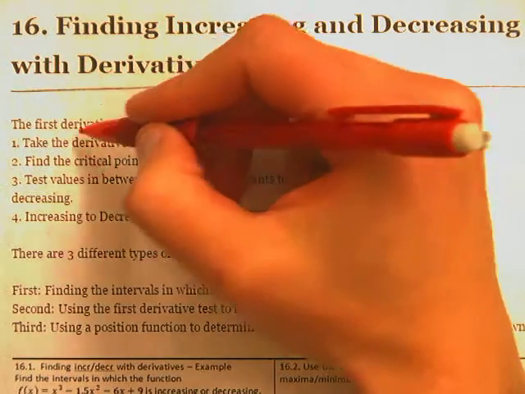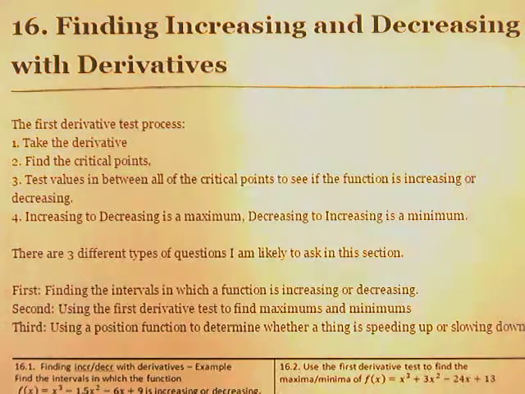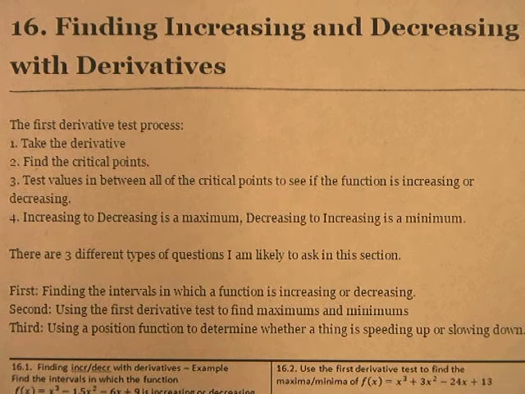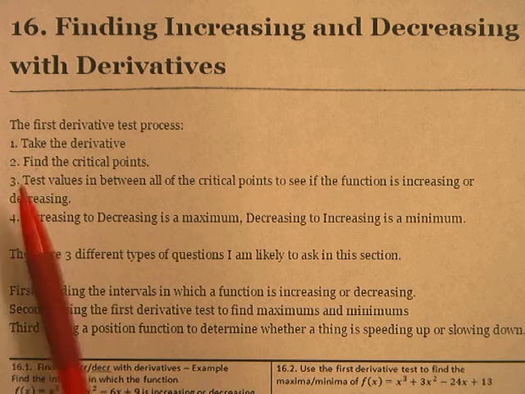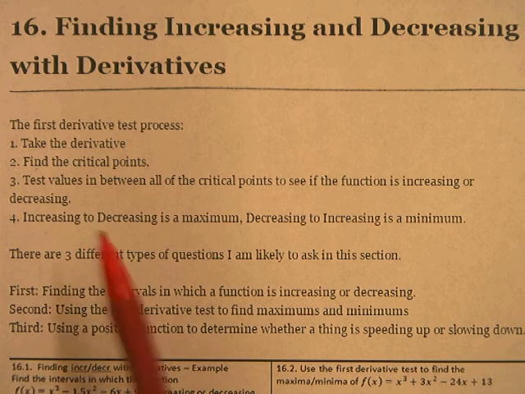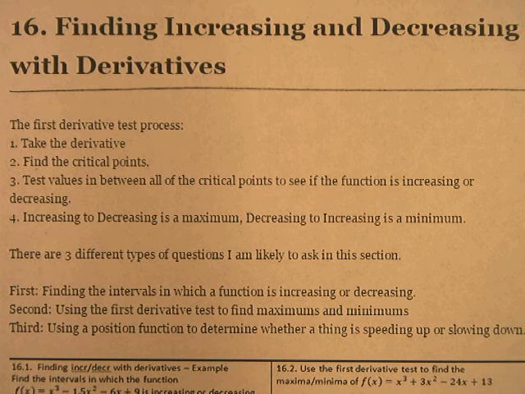First thing, take the derivative. Second thing, find the critical points. So it's kind of like section 14 all over again, just finding critical points. But now we're doing more with them. Now we have to test the values in between all of the critical points to see if the function is increasing or decreasing on either side of our critical point. If we tested our critical points, we'd find that their derivative is either 0 or undefined, because that's the definition of a critical point. So we're testing values on either side because that's where things will actually be increasing or decreasing.